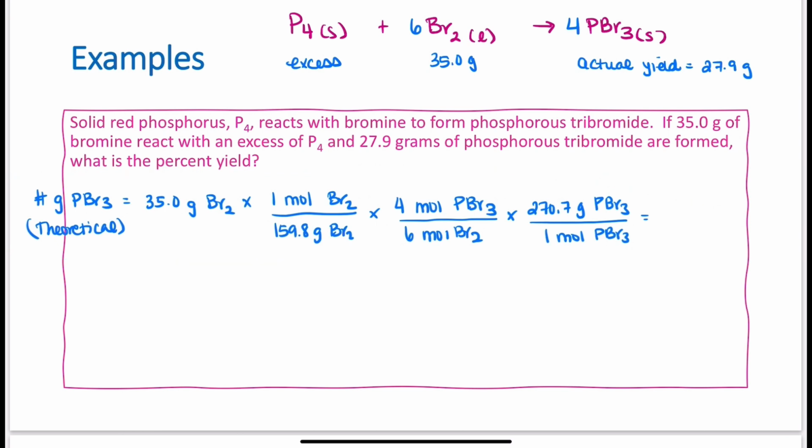I do have 35.0, which is 3 sig figs, so my final answer should be 3 sig figs here. So 39.5 grams PBr3 is my theoretical yield.